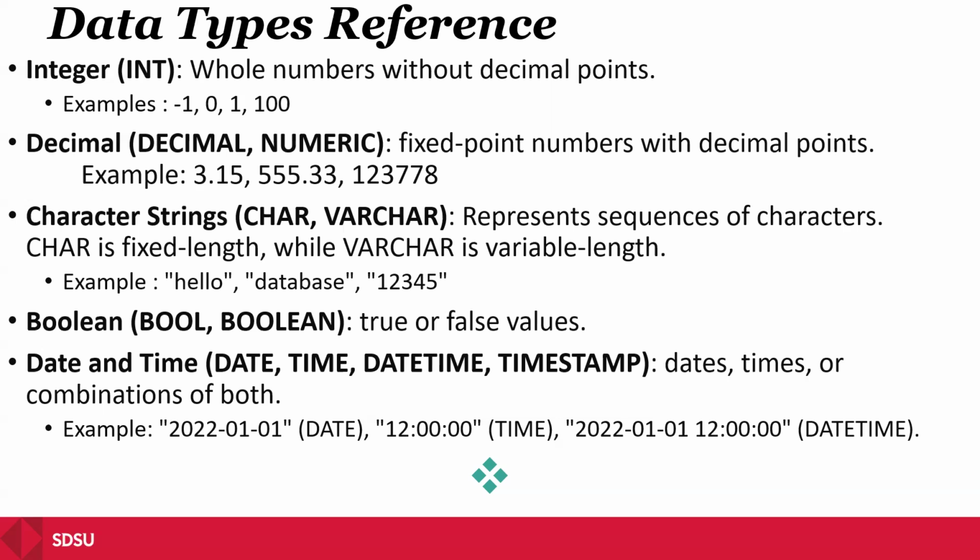We also have date time, and those are just to record a certain date or time of an event. It can be date time, it can be timestamps. So there are different types of data types that allow us to record date and time.